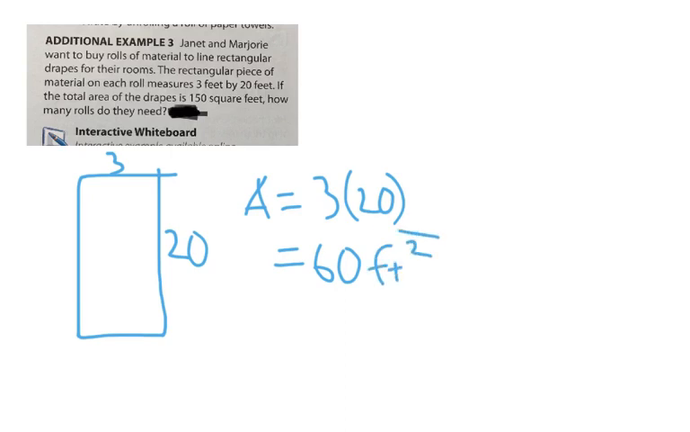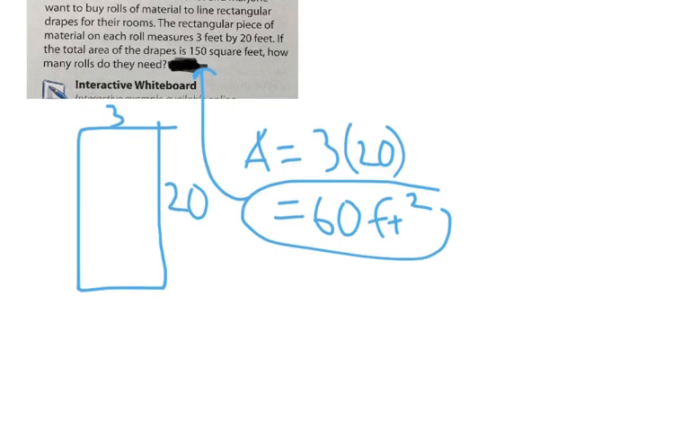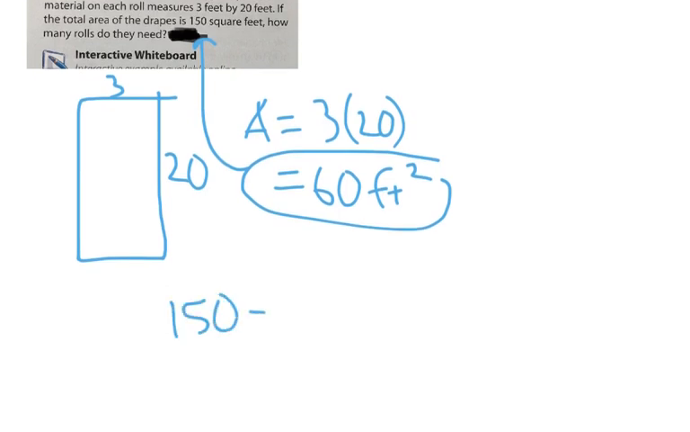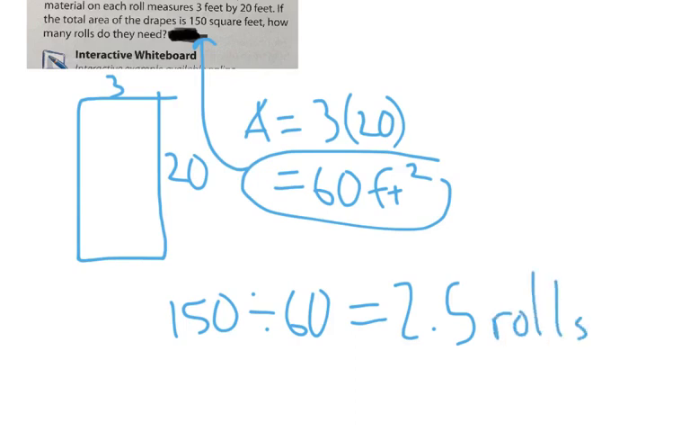And what we have to do is take the 60 feet squared and divide it into 150. Let me do it down here. 150 divided by 60 feet squared is going to get us 2.5. And so that means we need 2.5 rolls. And again, depending on the situation, you may not be able to buy 2.5 exactly. So that means we'll round it up to 3 rolls.